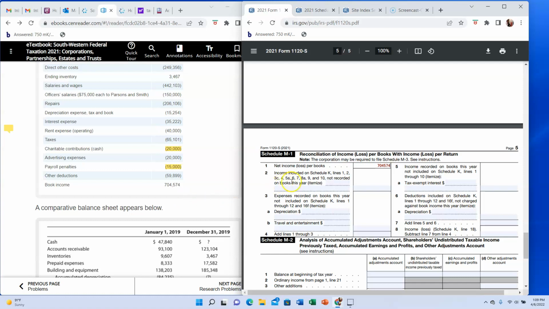Okay, so income included on K-1 that's not recorded in the books. We don't have any of that. Expenses recorded on the books that's not included on K-1. That is the 15,000 of penalties. Well, actually, I'm just going to type in penalties.